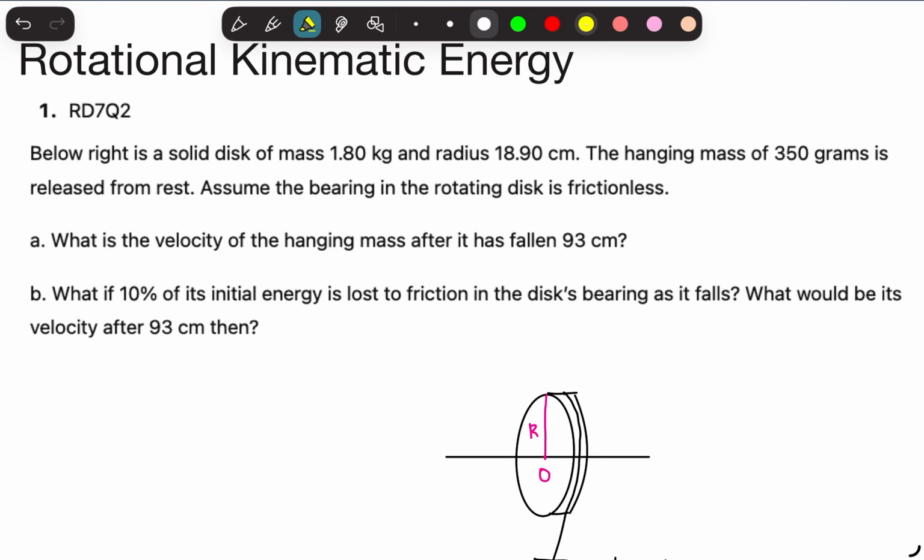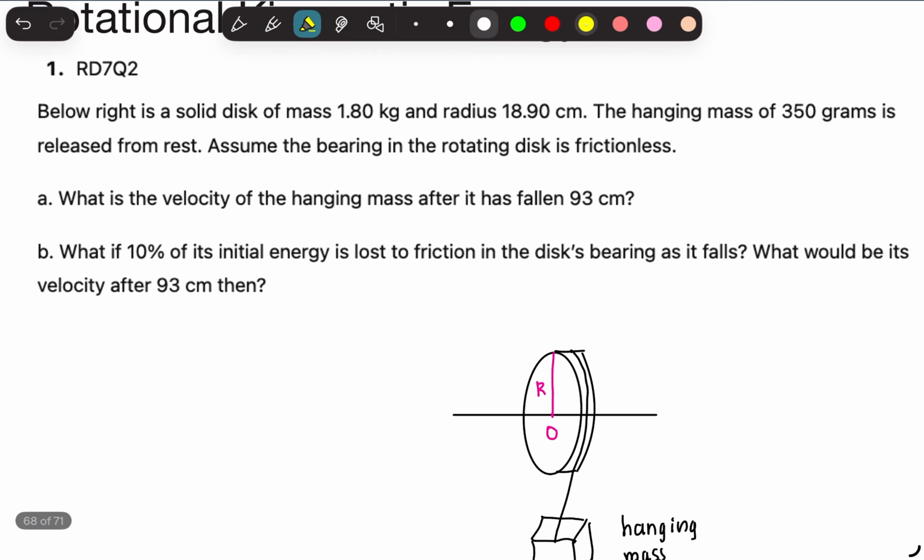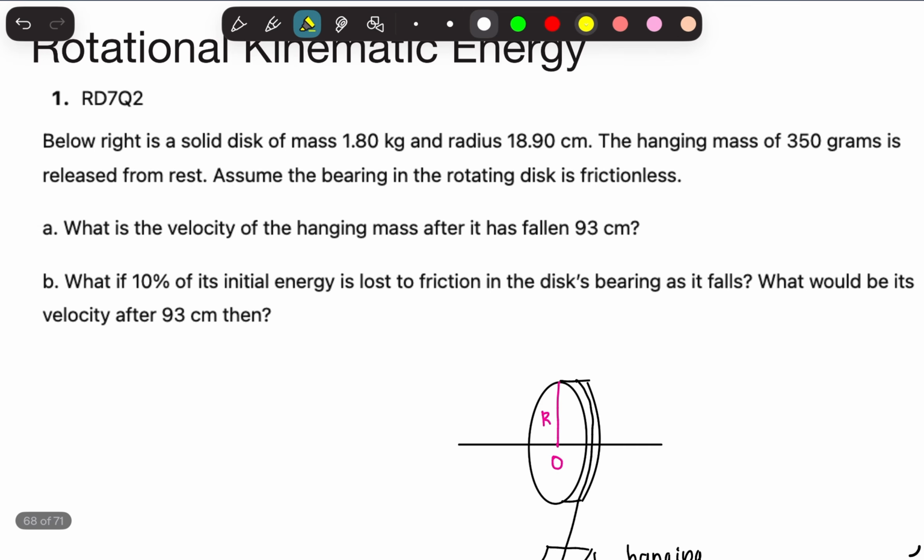In this video, we're going to be solving rotational kinematic energy problems. So down here we have our illustration and here we have our question. Below right is a solid disk of mass 1.8 kilograms and radius 18.9 centimeters. The hanging mass of 350 grams is released from rest. Assume the bearing in the rotating disk is frictionless. What is the velocity of the hanging mass after it has fallen 96 centimeters?